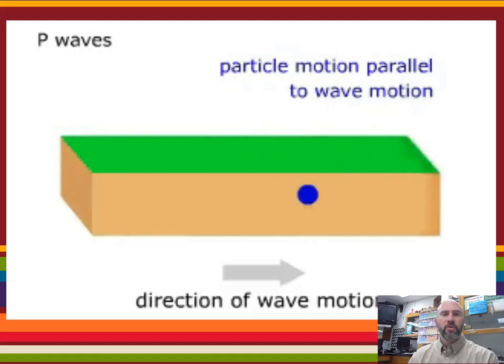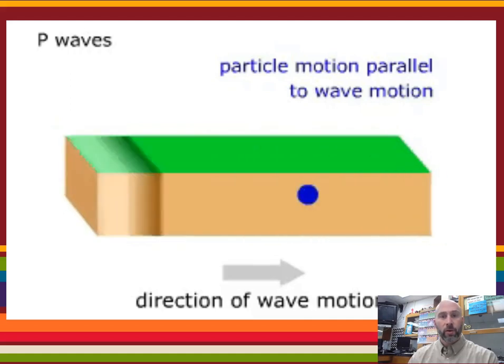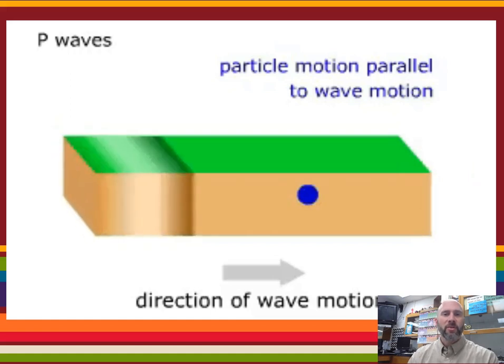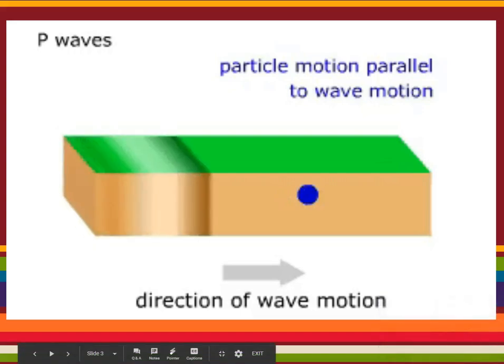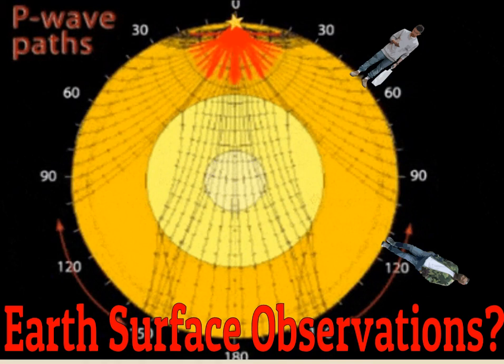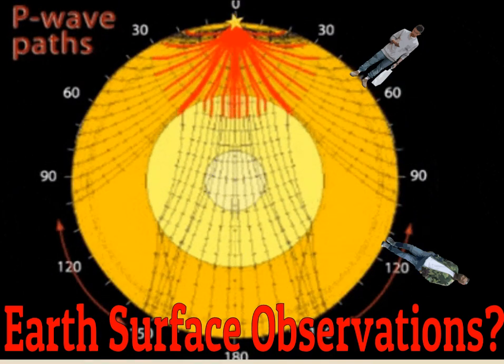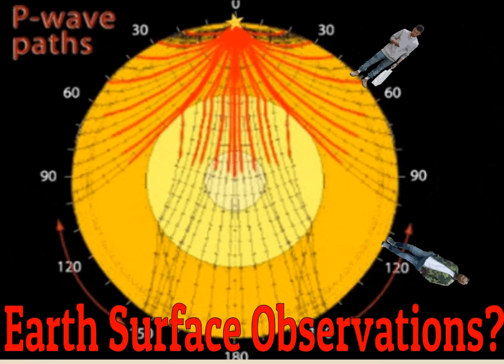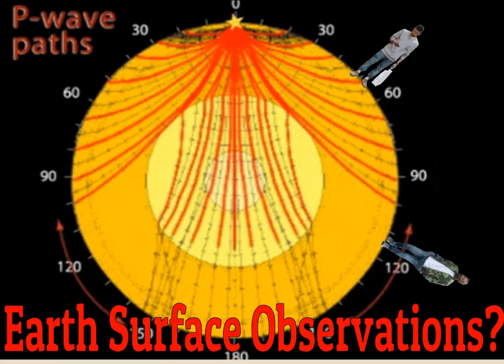Now, I'm going to show you a picture of an earthquake happening on Earth, and I want you to look at the P waves and try to make some observations. All right, here you go. For this, what I want you to look at is Earth's surface observation. If you are standing on Earth, like these two guys are, what are some things that you could determine based on the waves?